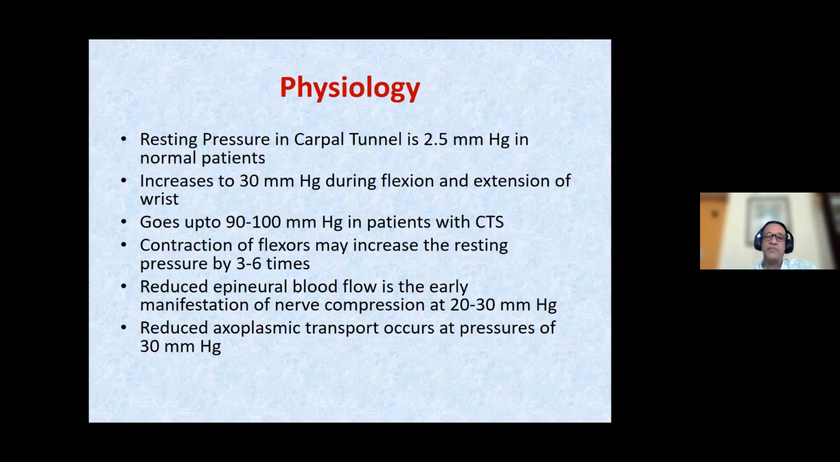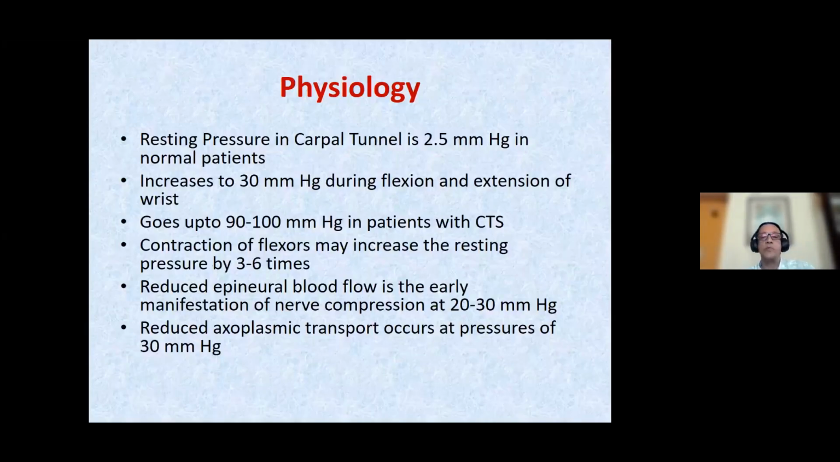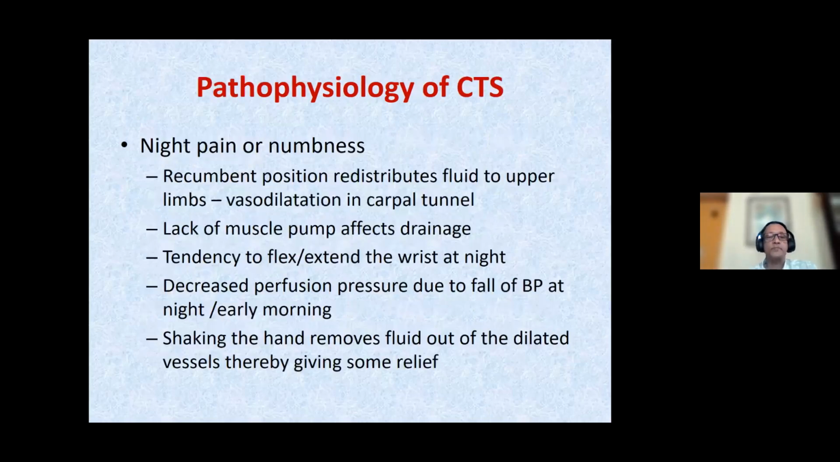The contraction of the flexors may also increase the resting pressure about 3 to 5 times. Whenever the pressure goes to anywhere between 20 to 30 millimeters, there is a reduction in the epineural blood flow of the median nerve. And at pressures around 30, you'll find that the axoplasmic transport also gets reduced.